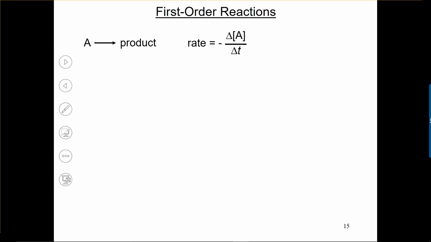Okay, so if we have a first order reaction, A to products, rate equals the disappearance, the change of concentration of A over time, and your rate expression would be rate equals K times the concentration of A raised to 1 because it's first order.